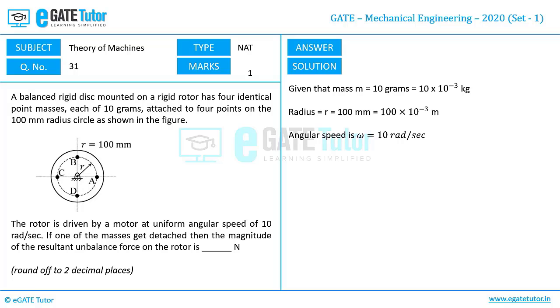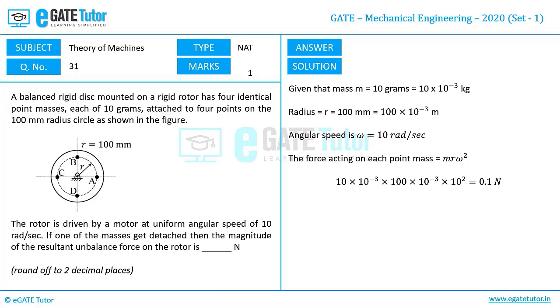Now, we all know that the force acting on each point mass on a rigid disk, which is mounted on a rigid rotor, is m r omega square. We know m, we know r and we know omega. When we substitute that, we end up with the force acting on each point mass as 0.1 Newton.